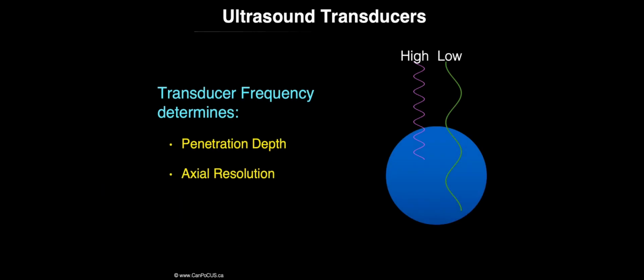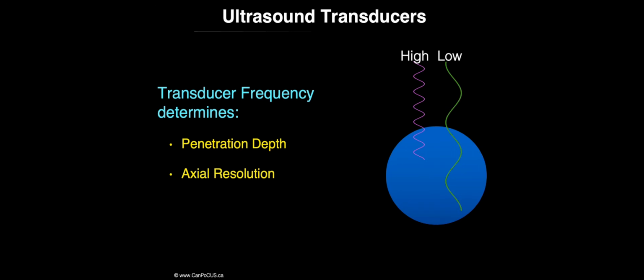As covered earlier in the physics section, transducer frequency determines depth of penetration, but it also determines axial resolution. The higher the frequency of the transducer, the greater the resolution, but the smaller the depth of penetration. This also occurs with radio waves. High-frequency FM radio has a higher resolution than medium-wave radio. However, high-frequency FM radio does not travel as far out of the city as medium-wave radio does.